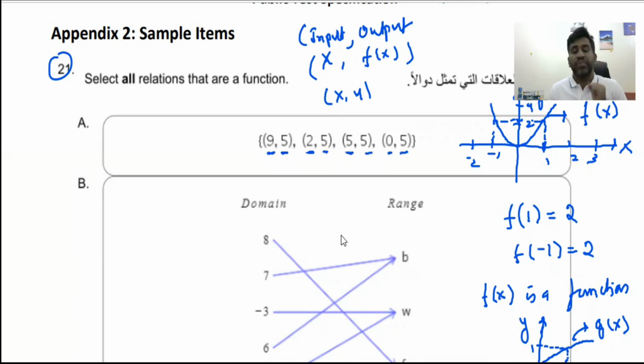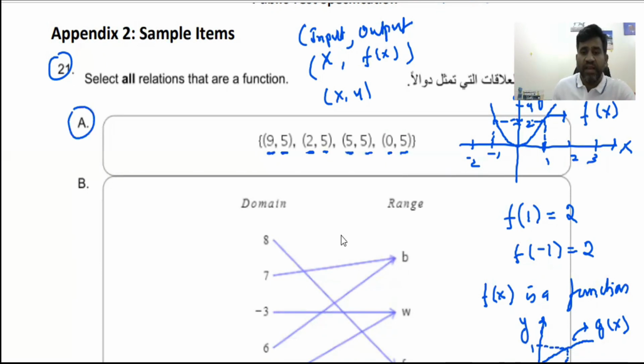It means to say, as I told, for the different inputs you may have one or multiple outputs. It means I have different inputs like 9, 2, 5, 0, but I'm getting the same output. Yes, this is a function.